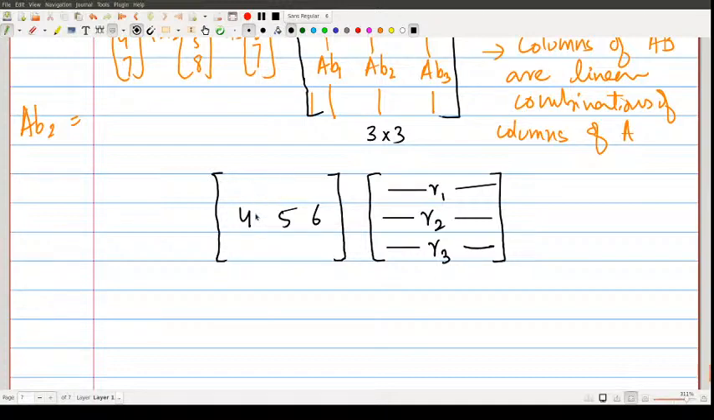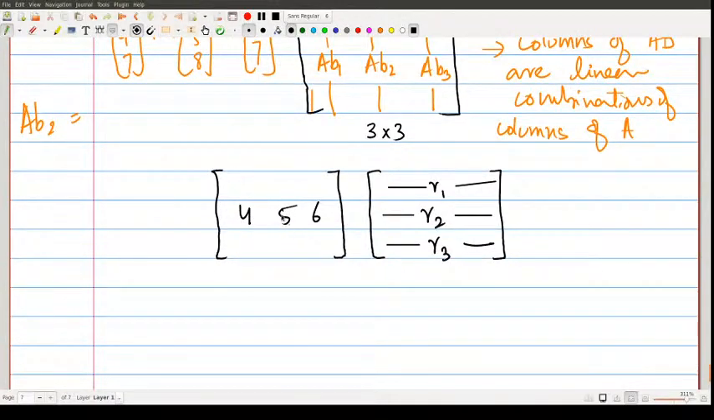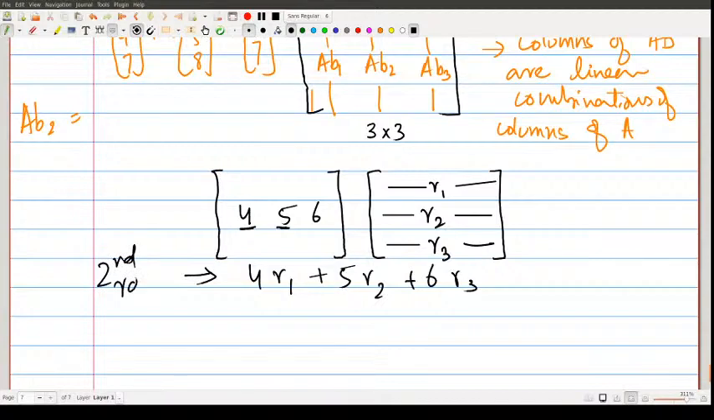Remember, if I look at it in the way that I was looking at elimination matrices, what is this row saying? This row is saying that I take 4 times the first row, 5 times the second row, 6 times the third row, and then add them together. Writing it this way is slightly weird to look at because the linear combinations are being taken row by row, but this is simply saying that you take 4 times row 1, plus 5 times row 2, plus 6 times row 3. And that will give you the second row of A times B.